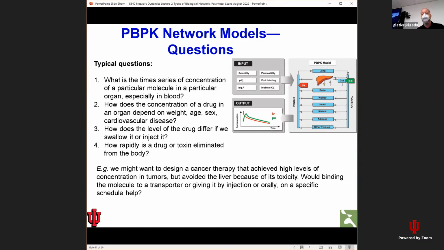If I have individuals with different weights, ages, sexes, or cardiovascular disease, those transport properties and elimination properties are going to be different. So taking the same drug with the same amount, I'll get different amounts in different places.